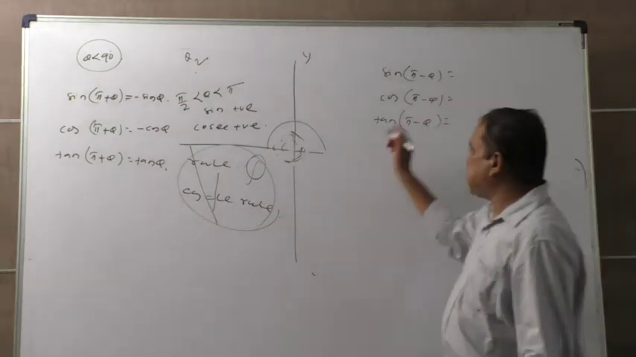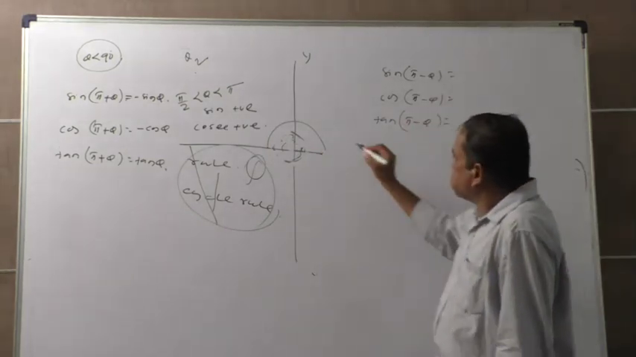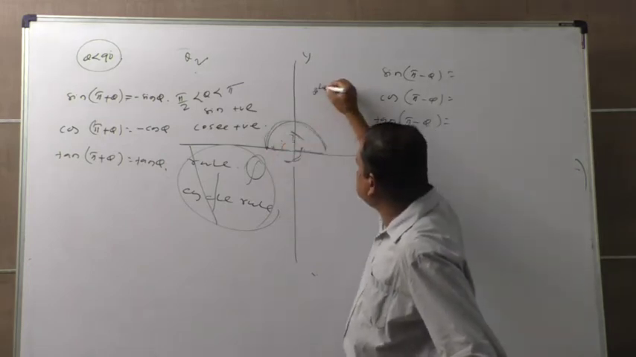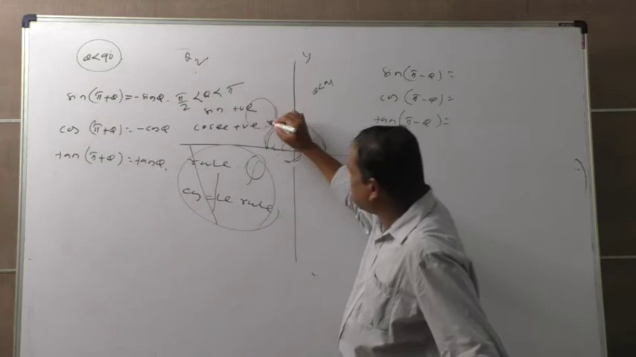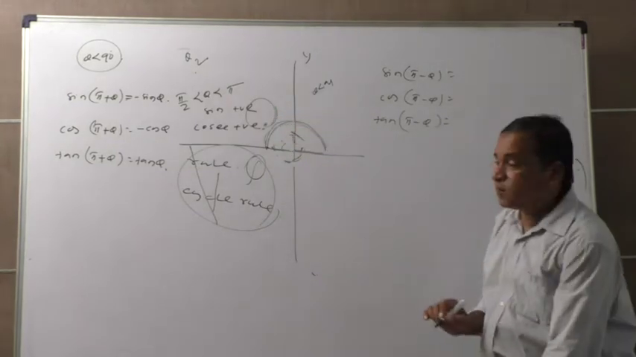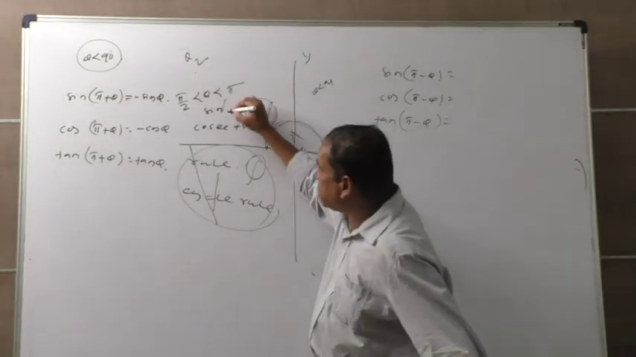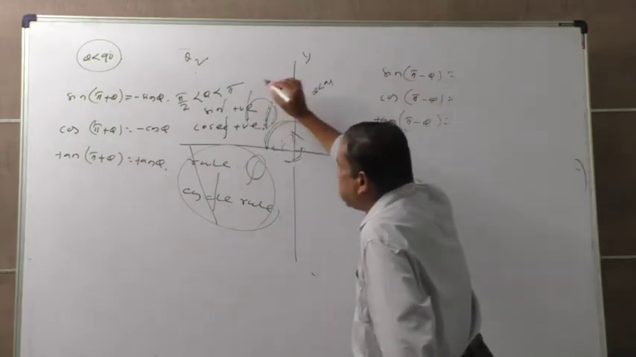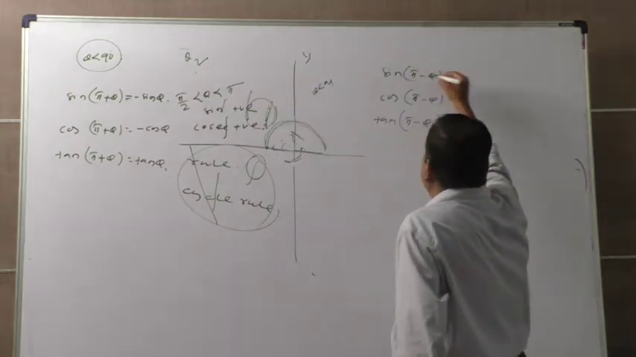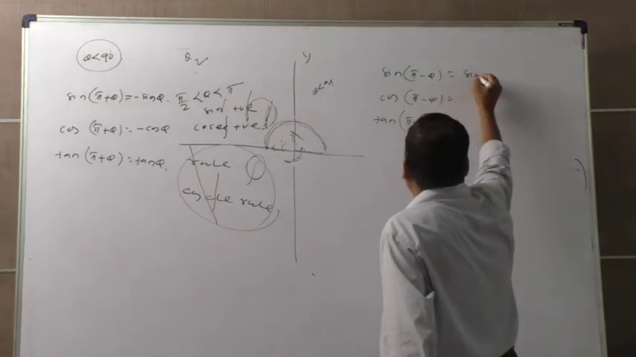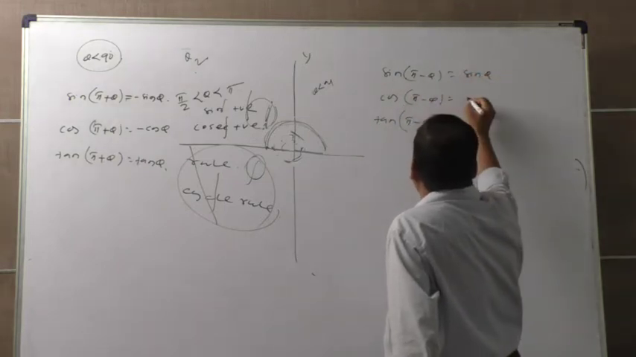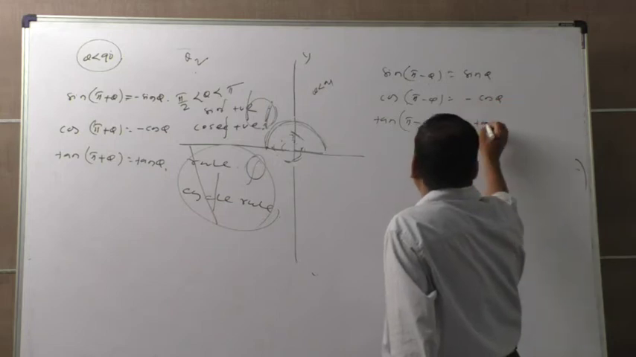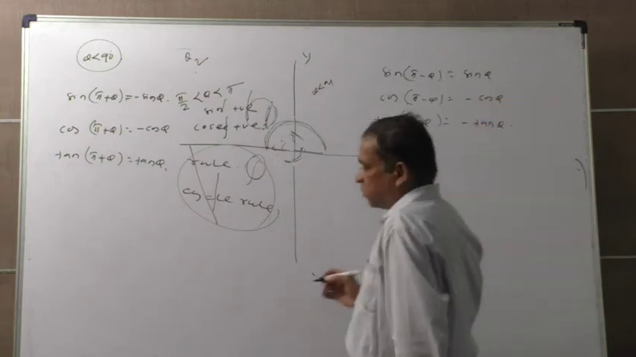Now, sin(pi minus theta). Here it is pi up to this pi. Theta is less than 90, so this will ultimately lie in the second quadrant. In the second quadrant, sine is positive and cosine is negative. So sine will be positive, that is the positive cycle. That will be sin theta. This one will be minus cos theta. This one will be minus tan theta.